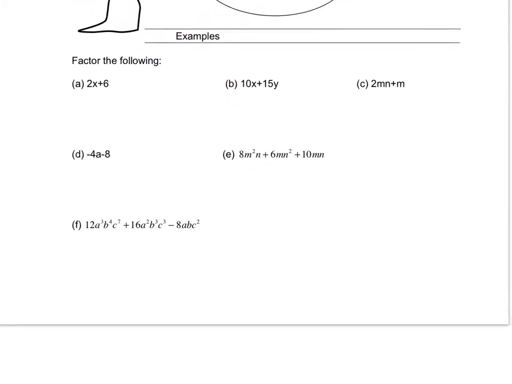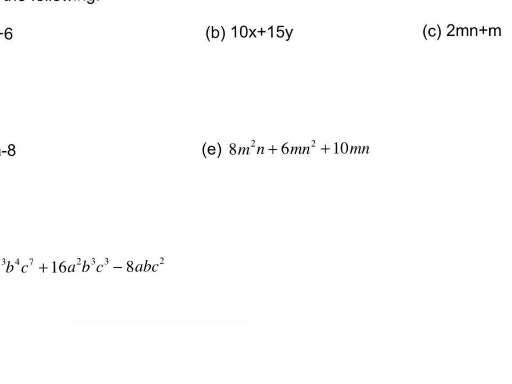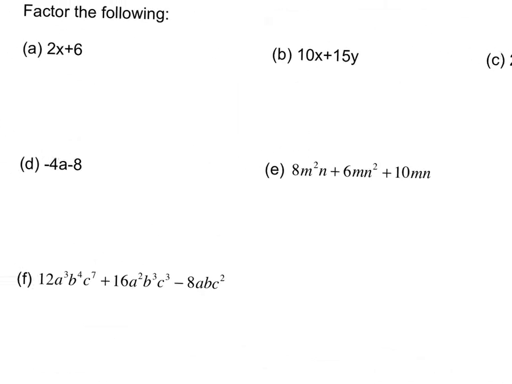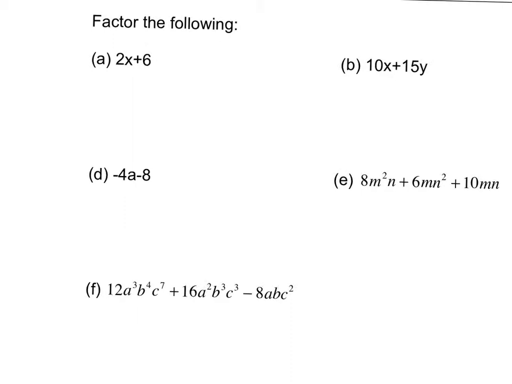All right, so let's try factoring some here. We'll factorize the following, and we can check our work by distributing it back. So greatest common factor of 2x and 6 is 2. So if I factor out a 2 of each term, that means I'm dividing 2 from each term. I would be left with x plus 3. And I can check my work by distributing it back. So 2 times x plus 2 times 3 gives us 2x plus 6. Yay!